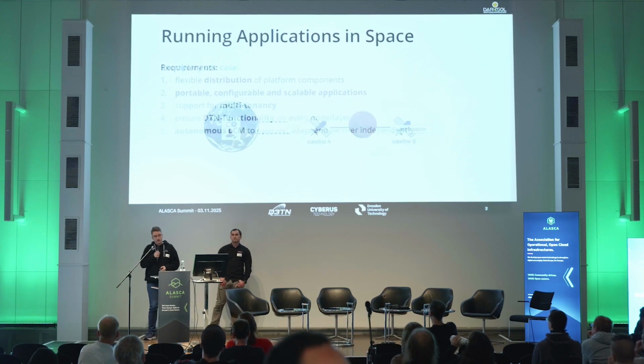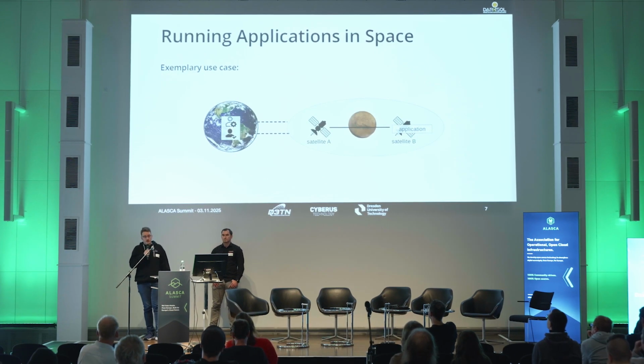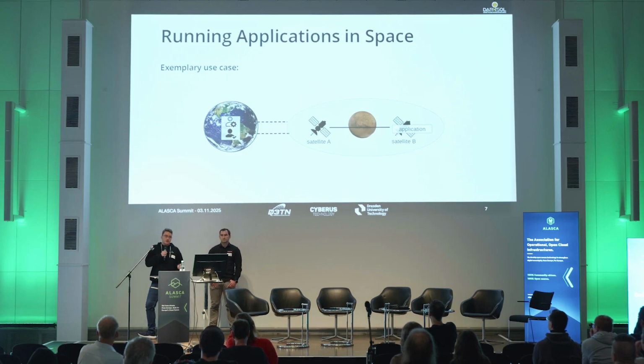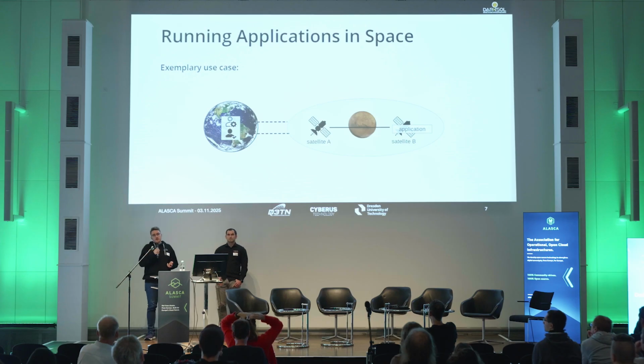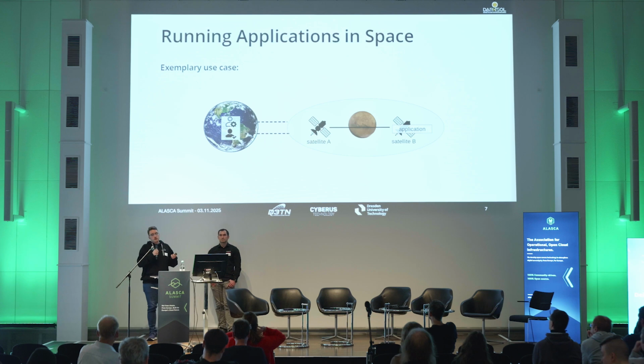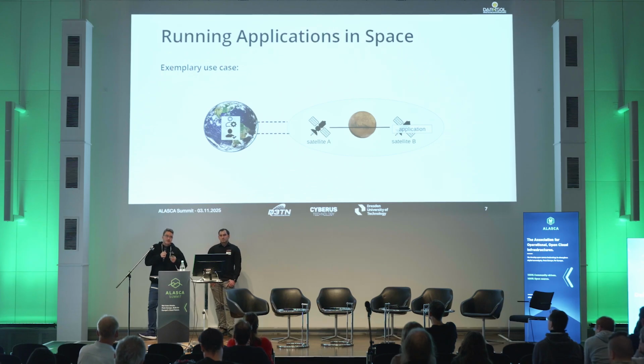Now, with these requirements, let's have a look at an exemplary use case. This is a very simple use case where we have an administrator and a user on Earth who are connected to a Space Cloud cluster around Mars, which consists of two satellites, Satellite A and Satellite B. There is an application running on Satellite B, which the administrator wants to, well, administrate, and the user wants to use. Now, the links between Satellite A and B are going to be consistent, which I mentioned earlier, but the links back to Earth are not going to be as stable.